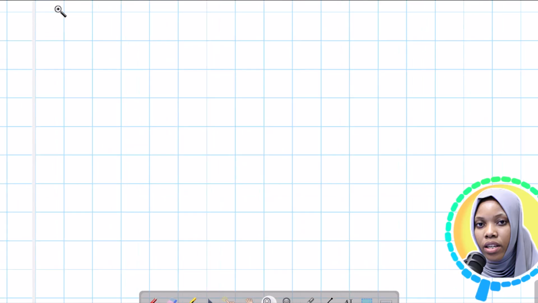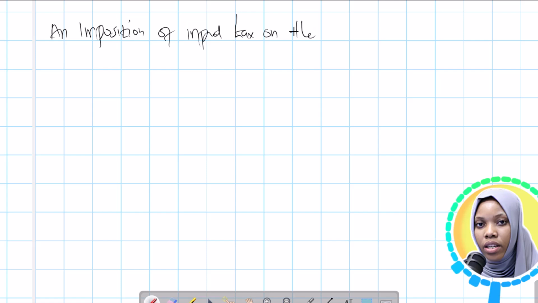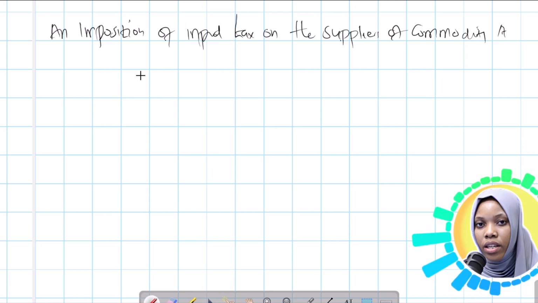This is an imposition of input tax on the suppliers of commodity A. An imposition of input tax on the suppliers of commodity A. Let's draw the graph.